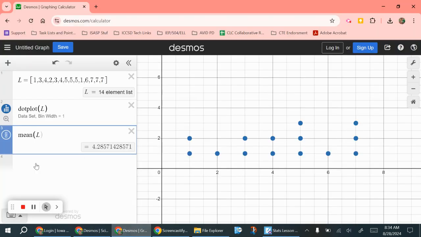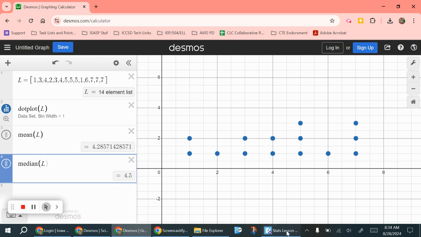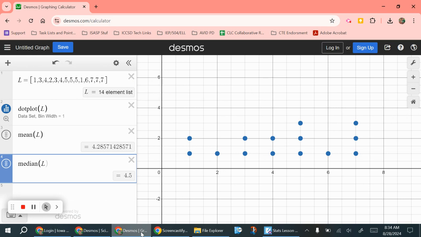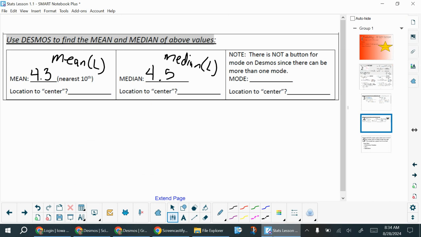If we want the median, all I have to do is type in median of L, and that gives me 4.5. So I'll go back here, and I'll write that down. My computer's being really slow, so I'm apologizing for my handwriting. It says median just like that. And then there is no mode button on Desmos. Other tools have it, they just haven't put a mode in yet, probably because it's fairly easy to find on your own. If I look at this dot plot, right there at 5 and right there at 7 are the most common numbers. So we've got 2 modes, 5 and 7.